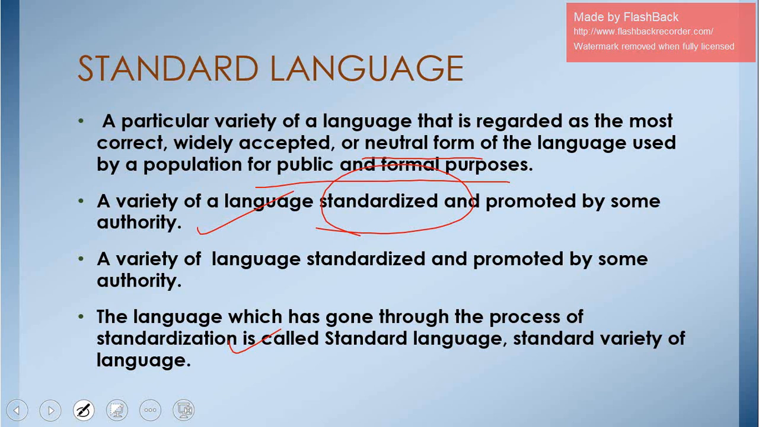What is the standardization process? We have dictionaries and we have grammar books, right? And standard language and standard variety of language mean a little bit different things. So English is a standard language, but in Britain, British English is standard. In America, American English is standard. In Australia, the Australian one is standard. But overall, English is a standard language because it has gone through the process of standardization.